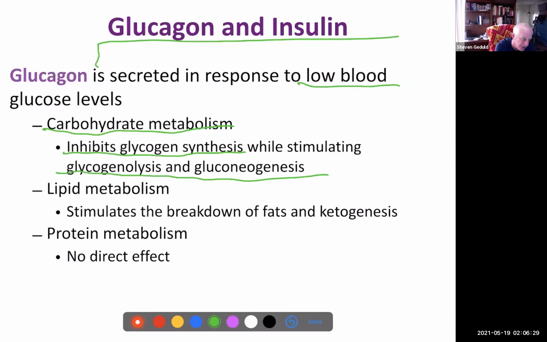So you stop glycogen synthesis because you need the carbohydrates, you need the glucose, and you get glycogenolysis, making more glucose, and gluconeogenesis, making more glucose. That's when glucagon is released. And then lipid metabolism stimulates the breakdown of fats and ketogenesis. And protein metabolism has no effect on the glucagon or insulin reaction to it.